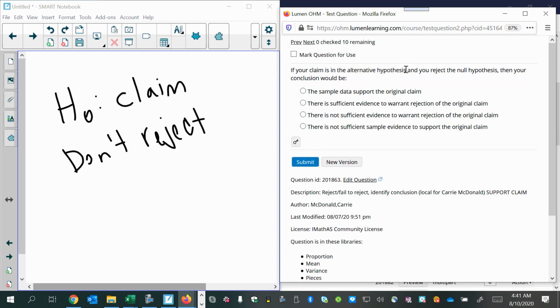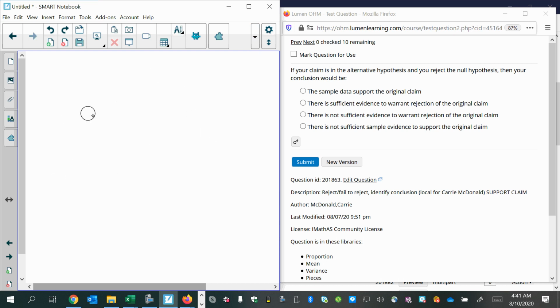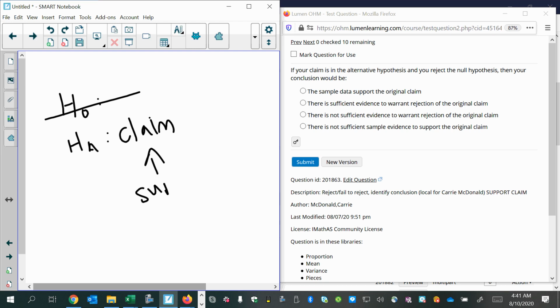If your claim is in the alternative hypothesis and you reject the null hypothesis, then your conclusion would be, okay, so now what's changed here is the claim is not contained in the null anymore. The claim is contained in the alternative. So now I have H sub 0 and H sub A. My alternative contains the claim, and I am rejecting the null hypothesis, which means I have support for the remaining hypothesis. So there is sufficient evidence to support the original claim. The sample data support the original claim.